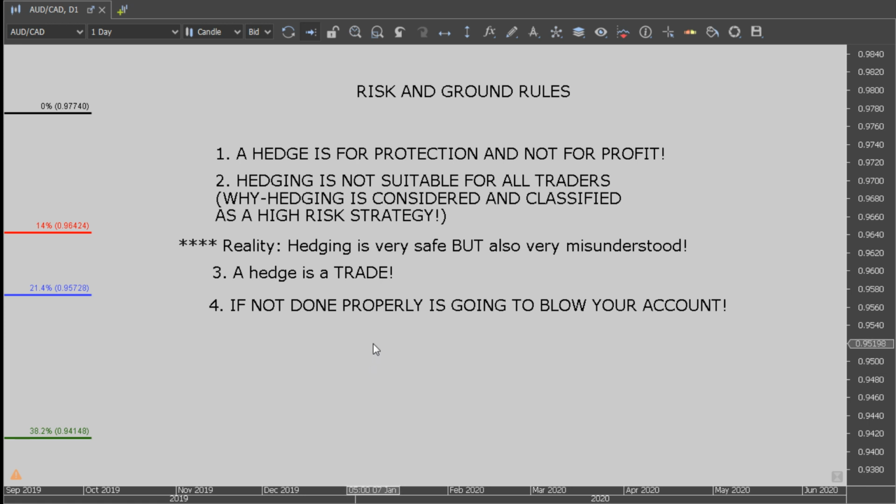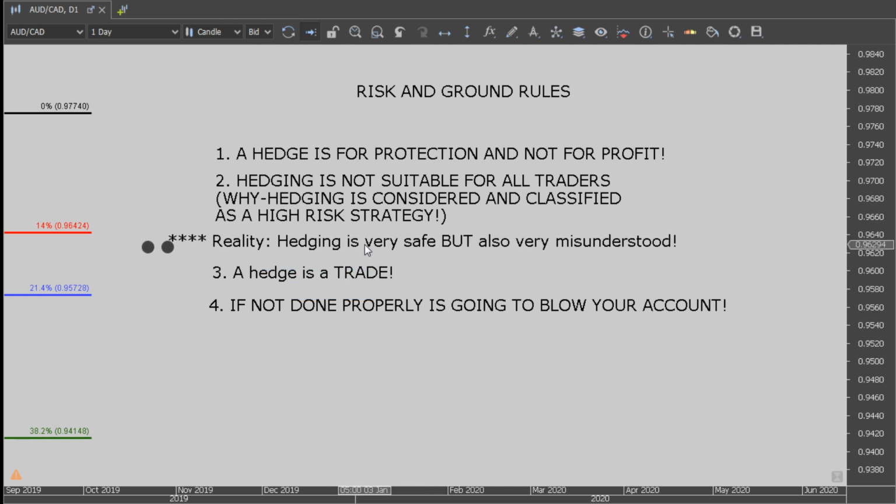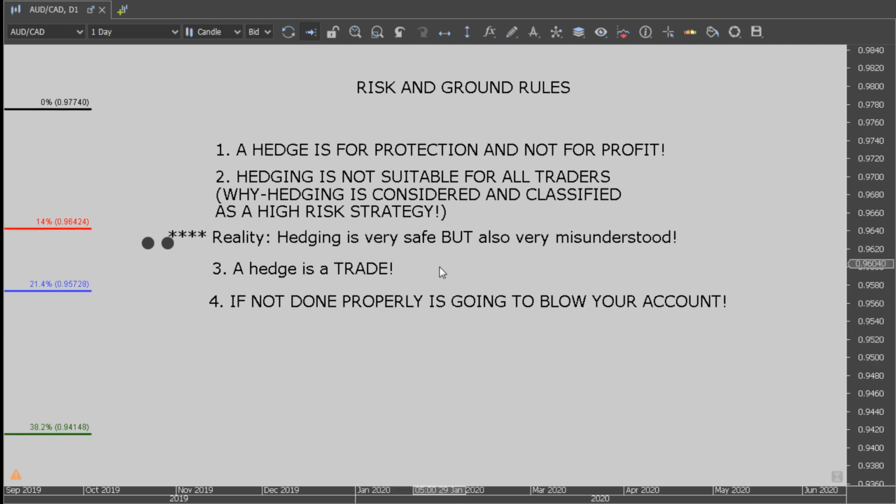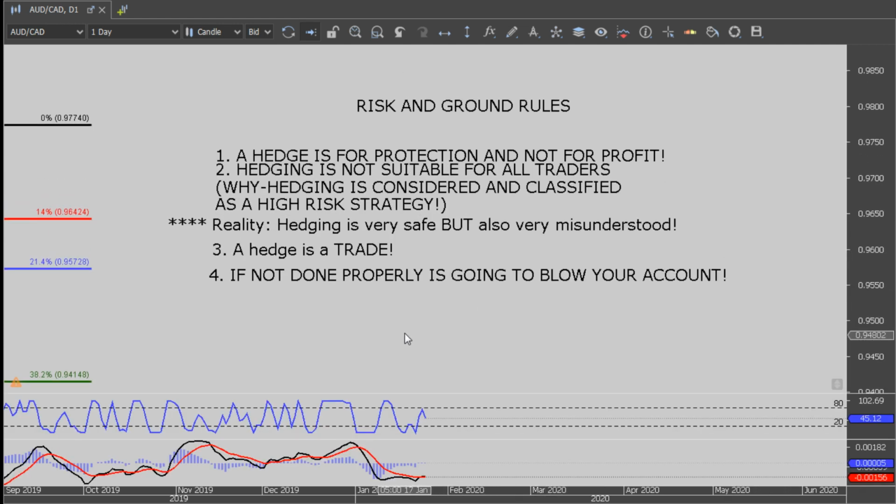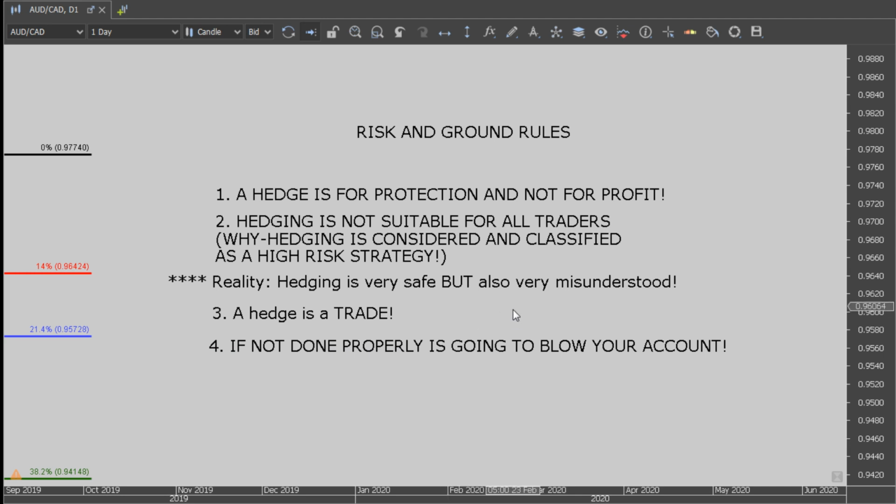Number 1, a hedge is for protection and not for profit. Number 2, hedging is not suitable for all traders, because hedging is considered and classified as a high risk strategy. What is the reality for the one who gets it, obeys the rules, understands and is emotionally stable? Hedging is very safe but also very misunderstood. Number 3, a hedge is a trade. I'm going to explain in a second.